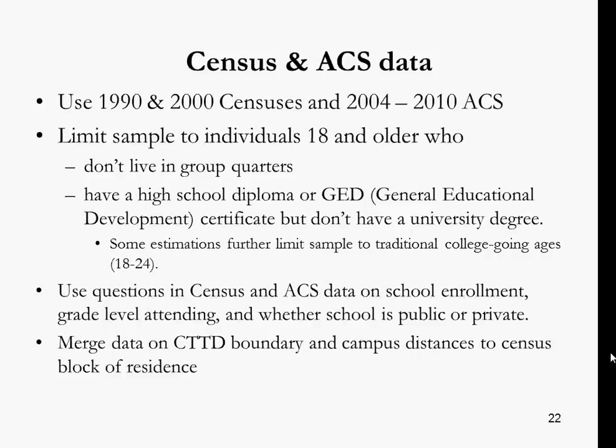The one thing that, and this is the drawback of this data, although we have very precise information on where you live, there's only a couple of questions in the census about attending school. They ask you essentially, have you attended school in the last 3 months? And if you answer yes, they ask you about the grade level attending, including college. And then they ask a further question of whether the school you're attending or college you're attending is a public or a private school. Okay.